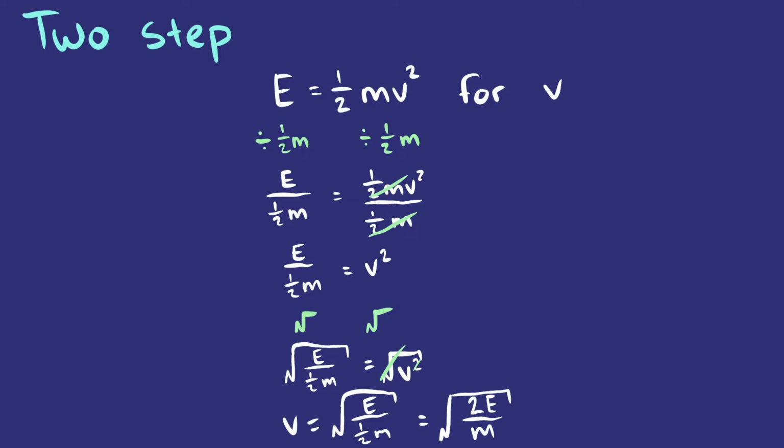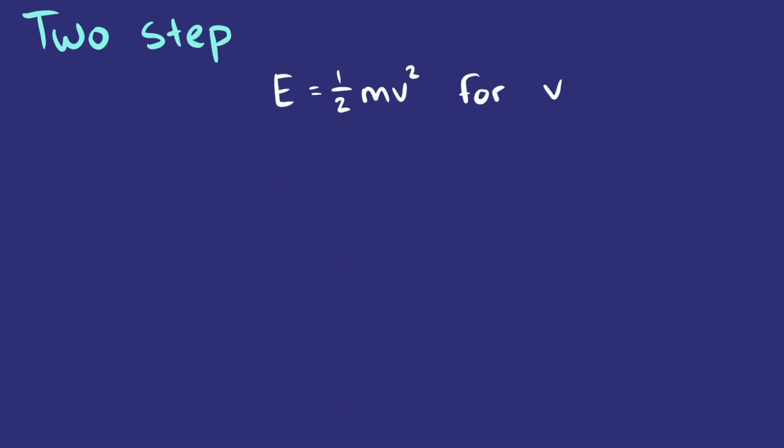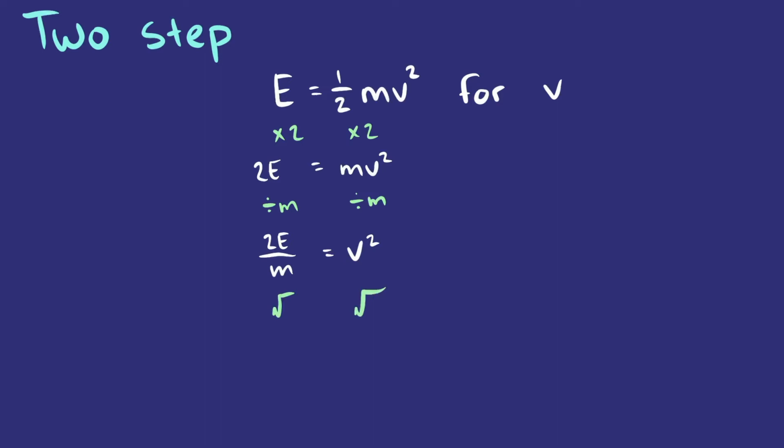Now just quickly, another way of doing this is to get rid of the half first by timesing both sides by 2. That would give you 2e equals mv squared. You then divide both sides by m to get 2e over m equals v squared. And finally, square rooting both sides gives you the square root of 2e over m.